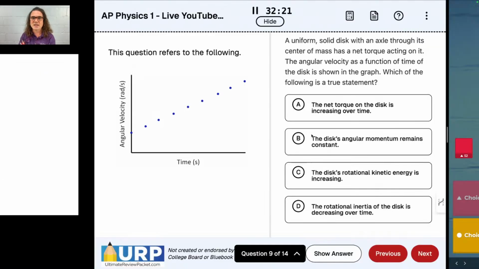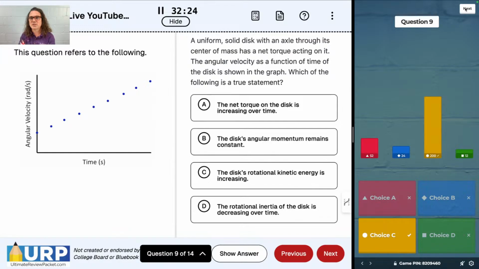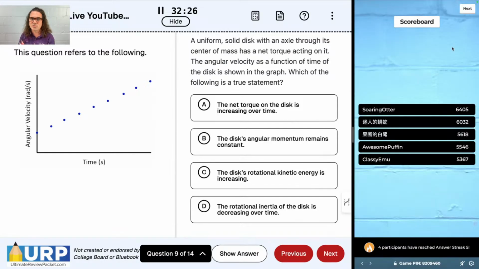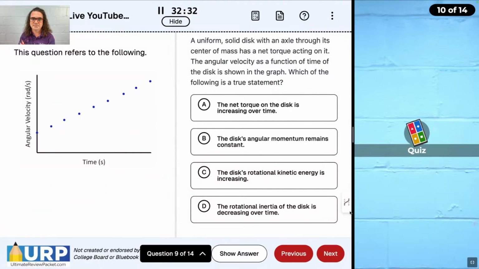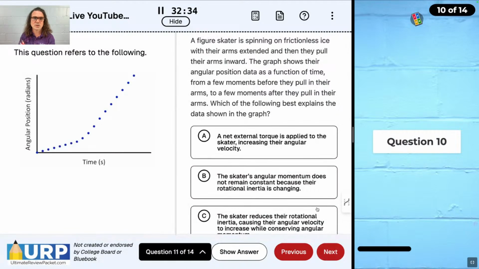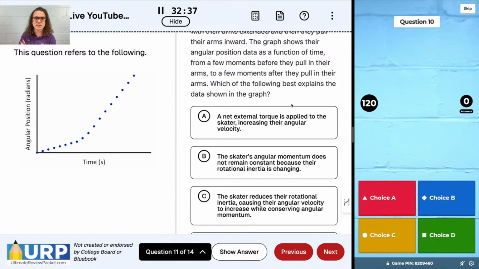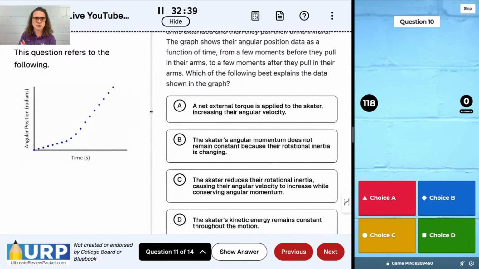Great. Let's move on to question 10. But of course, let's see how this is going. The scoreboard, Soaring Otter. Well done, Soaring Otter. Next question. Let's move on. All right, so we need to do this.